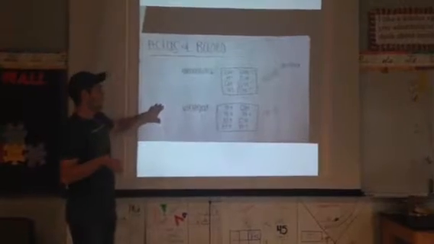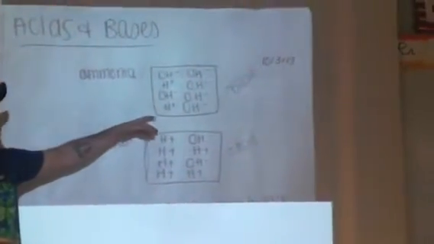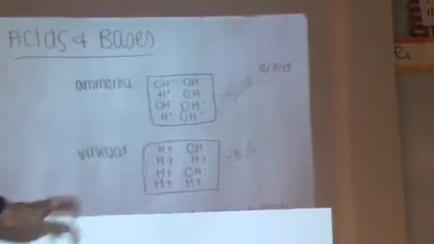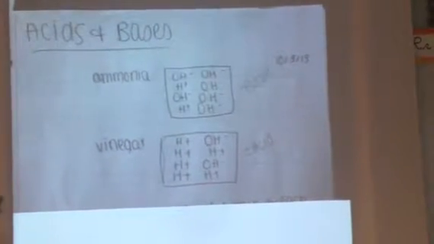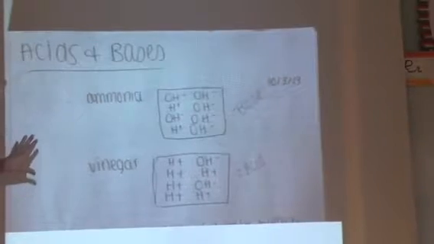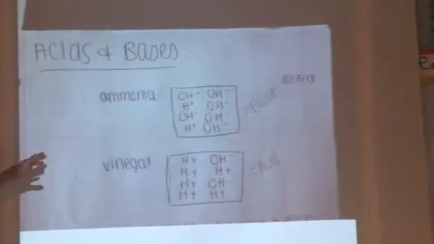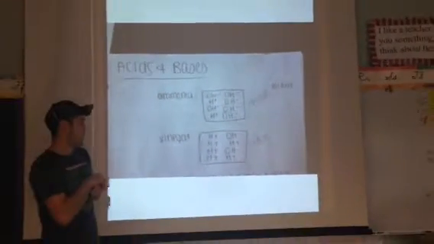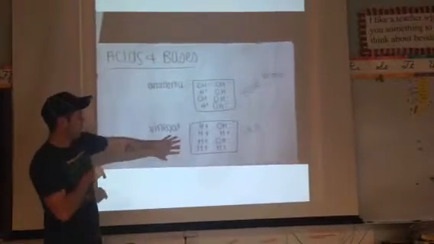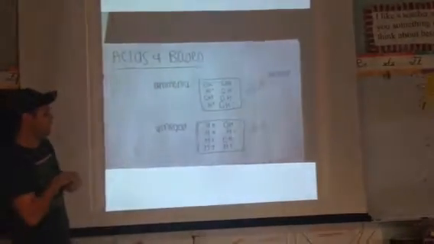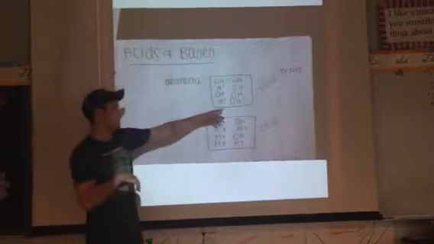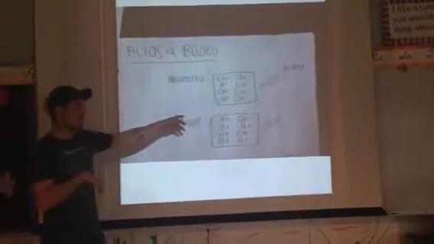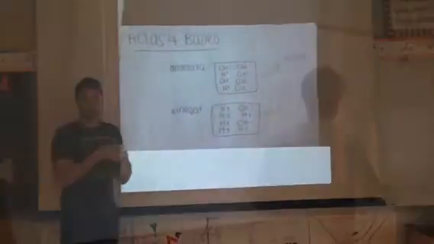And Professor Muhammad went into detail with us on the H positives and the OH negatives to tell us the differences in the molecular structure to determine whether it's an acid or base. If it has more of a positive charge, it was an acid. If it had more of a negative charge, the OH negative, it was a base. And if it was a neutral, it was just canceled out.